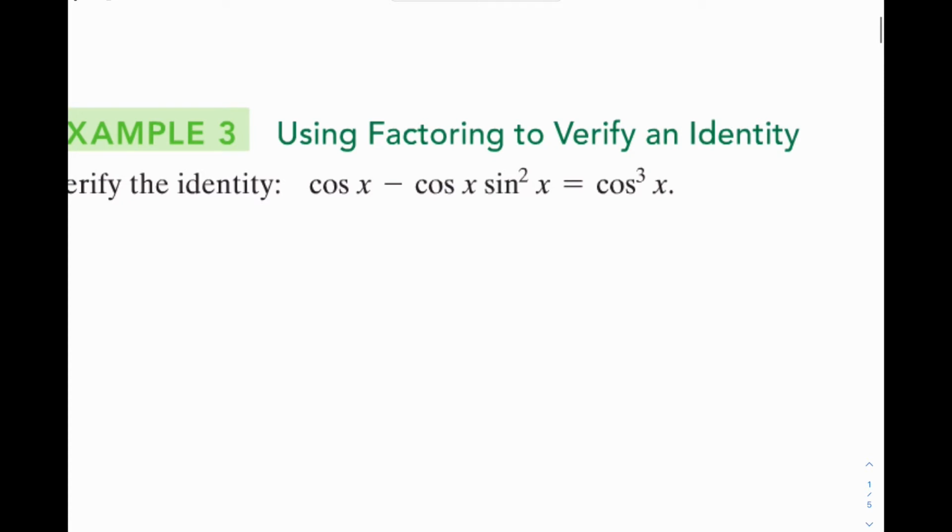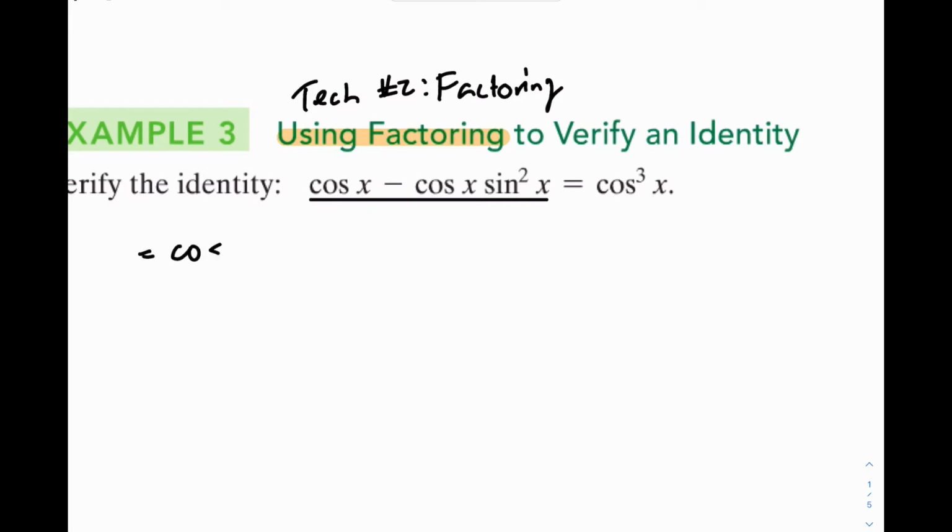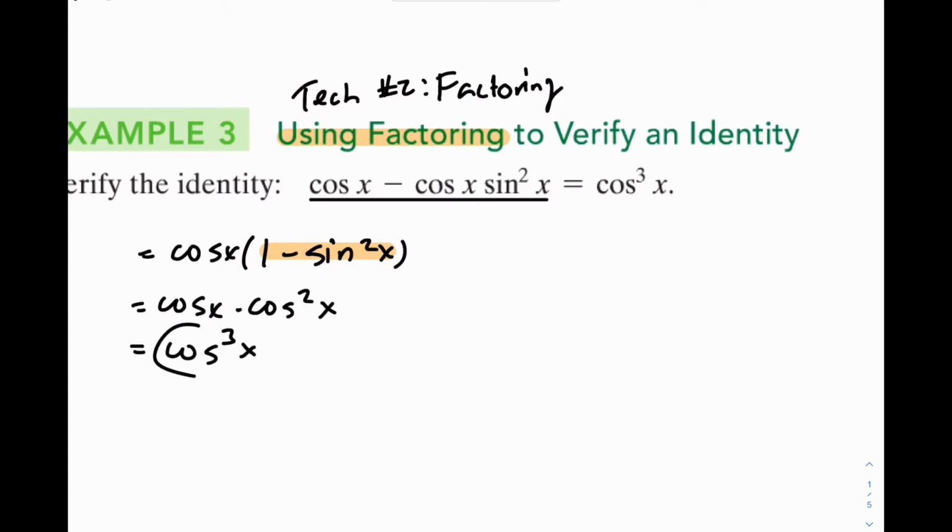This will be technique number 2, factoring. So clearly, once again, the left has more to work with. Let's factor out the cosine. That's 1 minus sine squared. And again, once you're here, highlight this piece right here. You have to recognize that you know that. That's a Pythagorean identity. That is cosine squared. And now we have cosine cubed, which is exactly what we wanted. We are done.